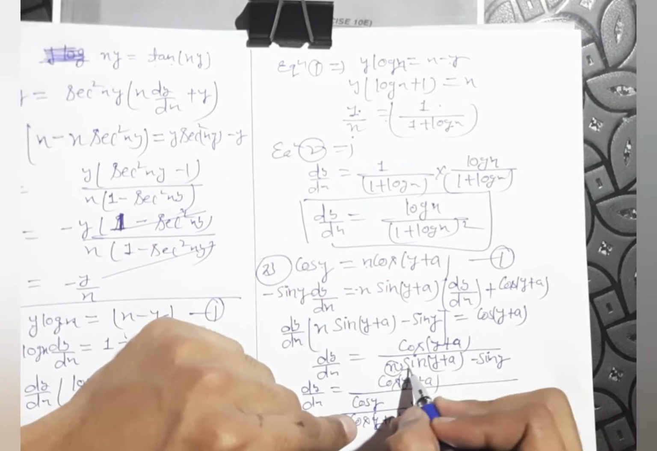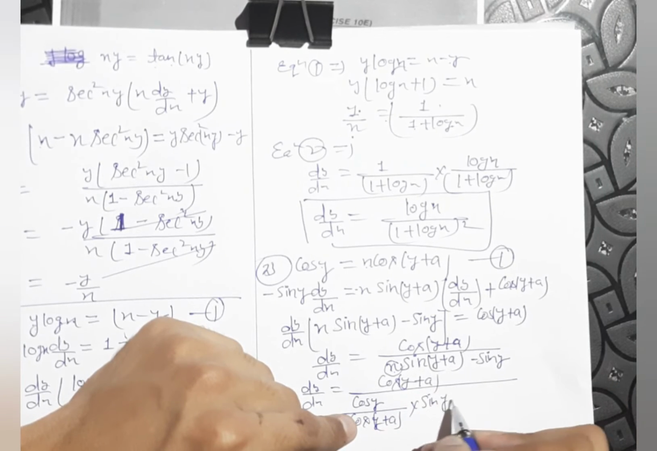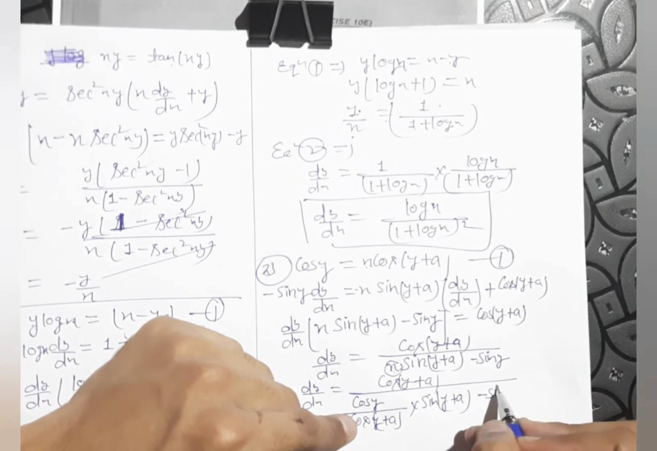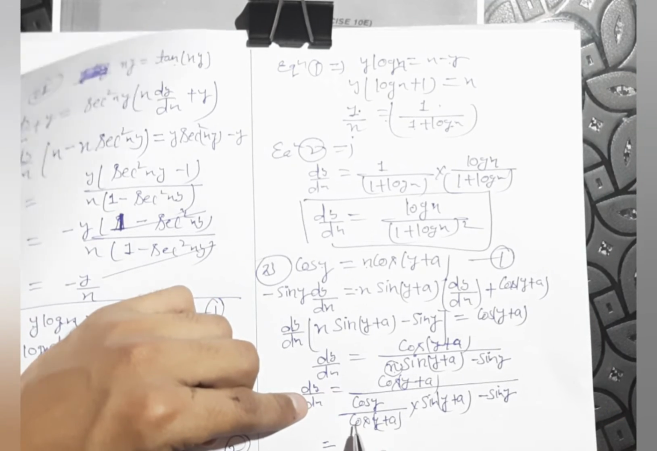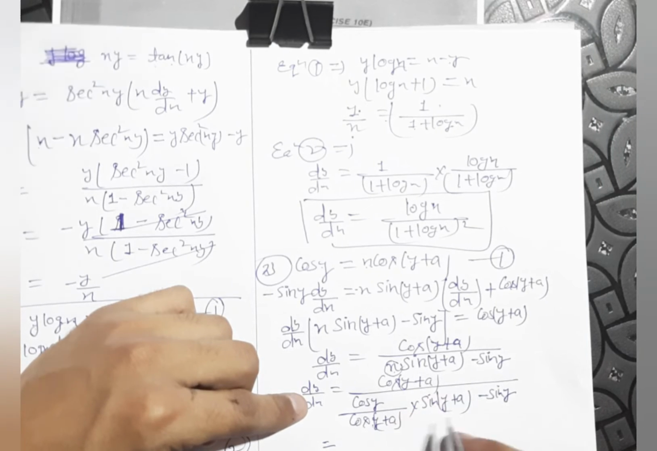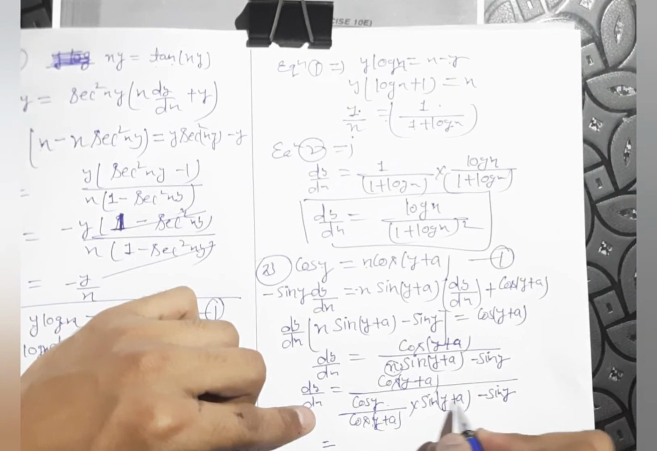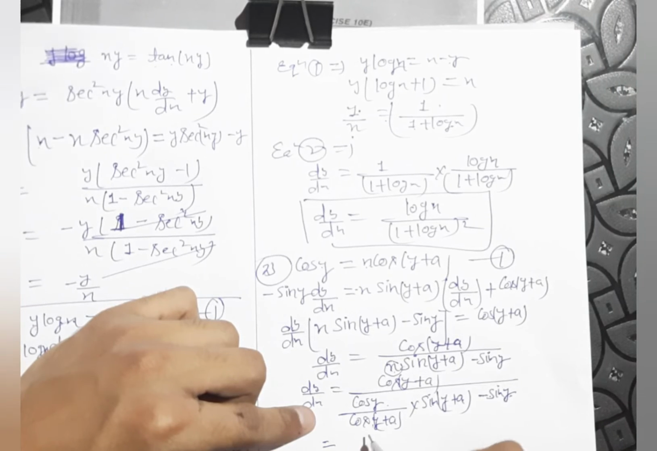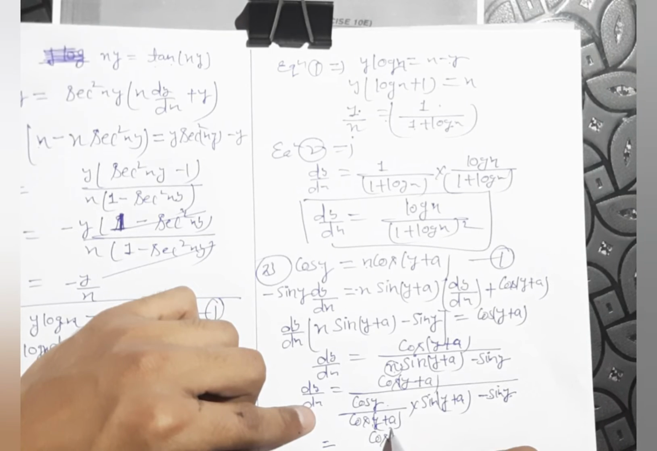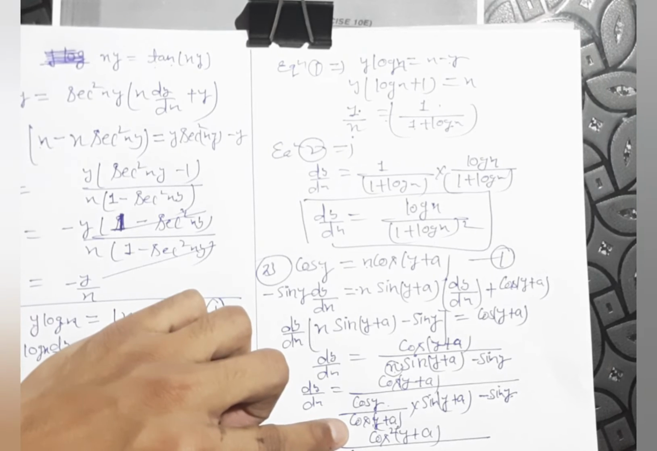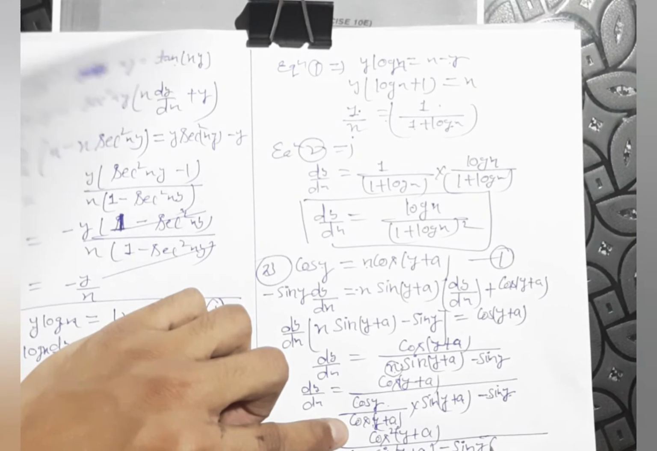Okay, and multiply this sin(a + y) and minus sin y. Okay, and after taking LCM cos(a + y) in the denominator of this factor, I can write cos y times sin(a + y) minus sin y times cos(a + y), and this cos(a + y) will be going to multiply the numerator. So numerator will become cos²(a + y), and the denominator is cos y times sin(a + y) minus sin y times cos(a + y).